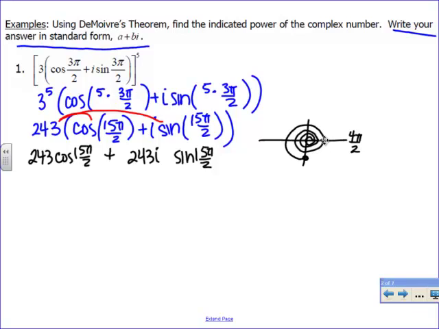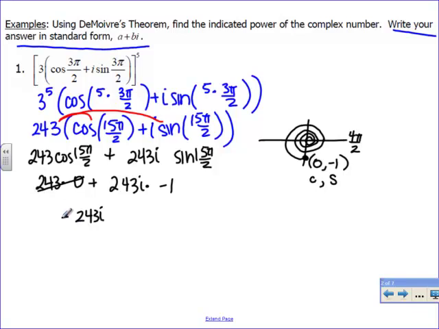So I end up down here at this lovely point on the y-axis, which on our unit circle would be 0, -1, where the 0 stood for cosine and the -1 stood for sine, and I can plug those values in. 243 times 0 plus 243i times -1. The 0 is going to cancel out the first part, and I'm going to end up with -243i as the 5th power of that complex number.